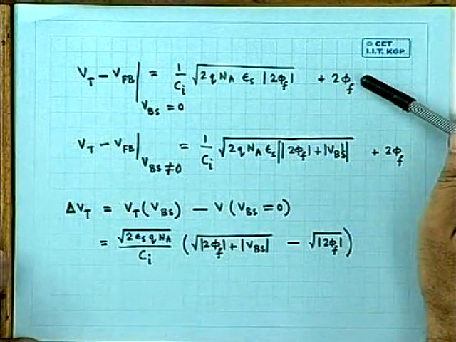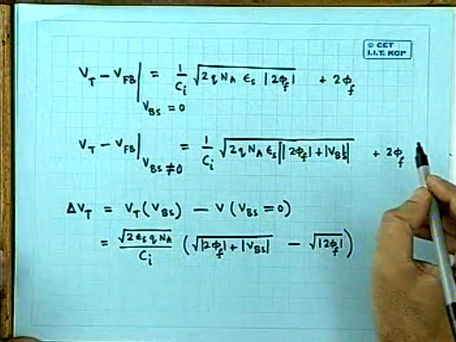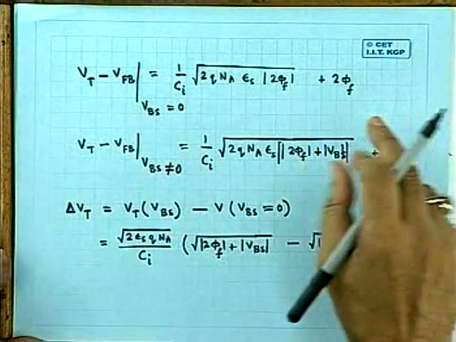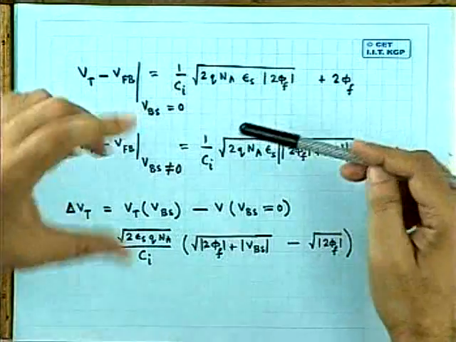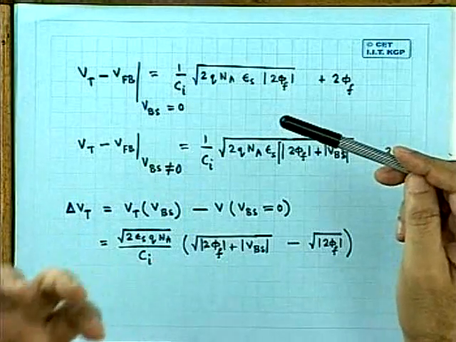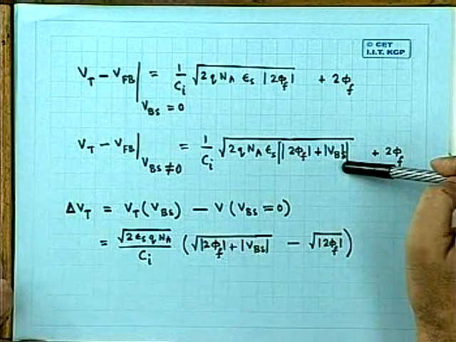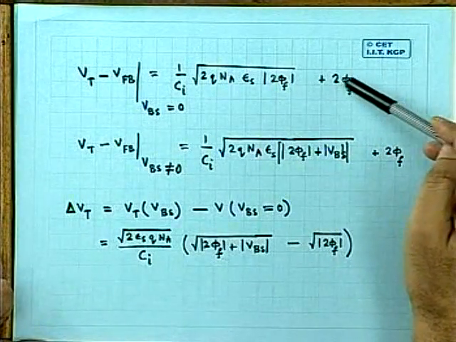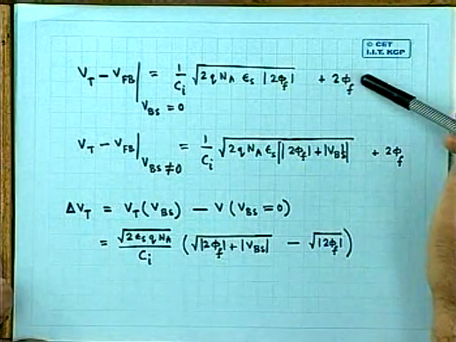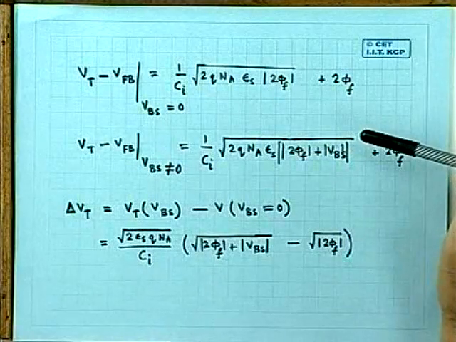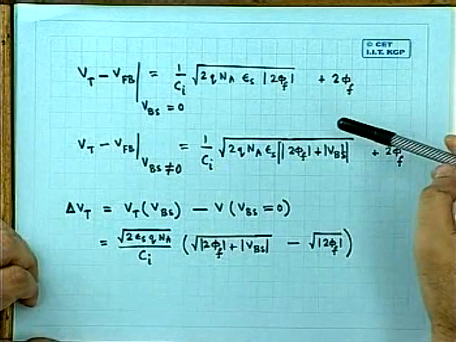Why have I not put here twice phi f plus VBS? You please judge and tell me afterward. You see that within the square root sign, which is nothing but the charge density QD, I have put psi s as twice phi f plus VBS. But then for psi s, it is this plus psi s also saturates to phi s. But here, outside, we are not putting that VBS. Why? Please try to verify this and tell me afterward.